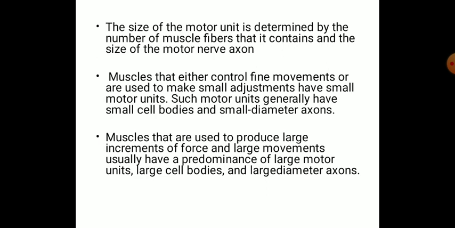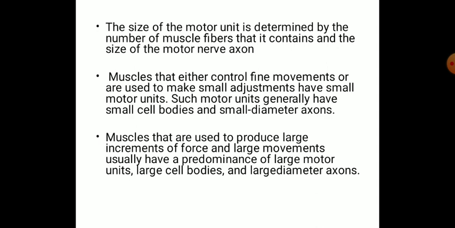So the muscles that control fine movements or are used to make small adjustments have small motor units. Such motor units generally have small cell bodies and small diameter axons. The best example is the facial muscles, which are supplied by the facial nerve, or the nerves of the head region. All of these nerves have small diameter axons.